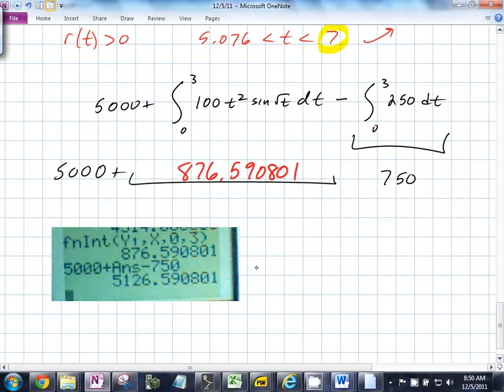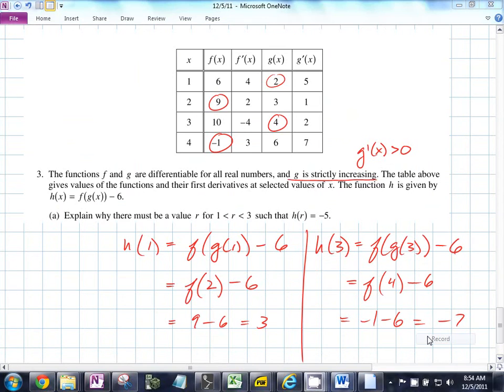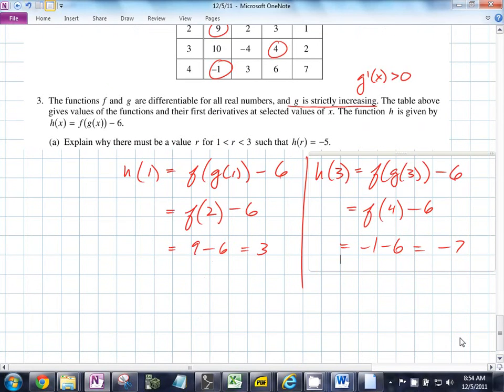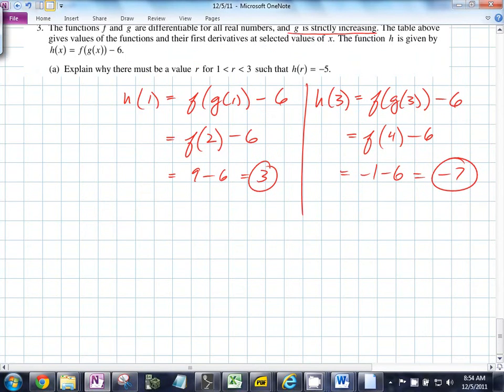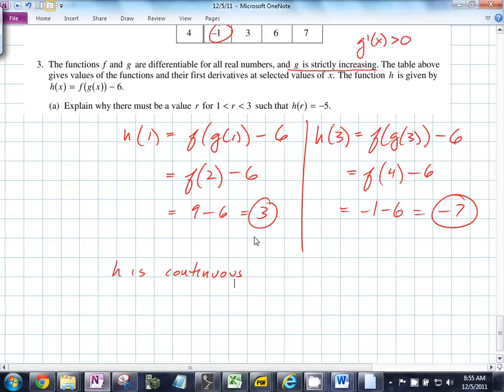The first step is really just, can you read a table? That's it. Can you read a table? Okay, so what does this tell us? It says, explain why there must be a value of r between 1 and 3 such that h of r is -5. Why? Since it goes from 3 to -7 and it's continuous. Yes, right? But how continuous? Because it's differentiable for all the points. Does it say h is differentiable? F and G are differentiable, therefore H. Okay, that's correct. H is continuous since it is the composition of what?